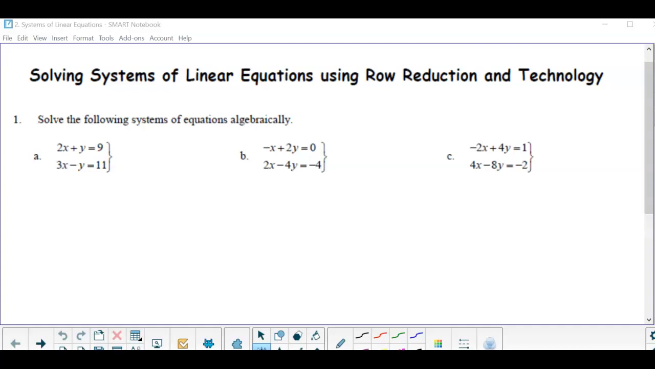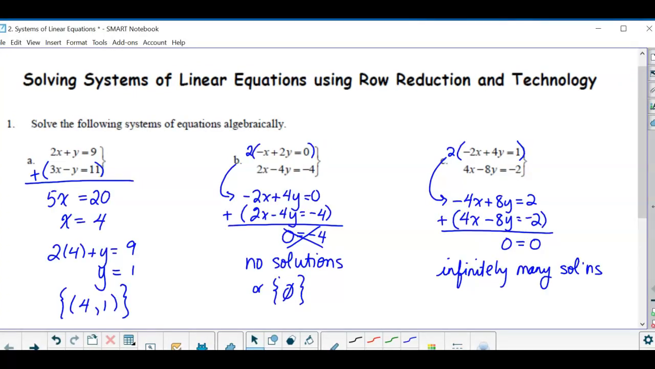Okay, so do that. You can use substitution or elimination. I'm going to use elimination, but you do that whatever way you see fit. Those three. Then we're going to do what's called the row reduction method, and then our calculator. Okay, so you would have found the first one has 1 point of intersection, so they crisscross.